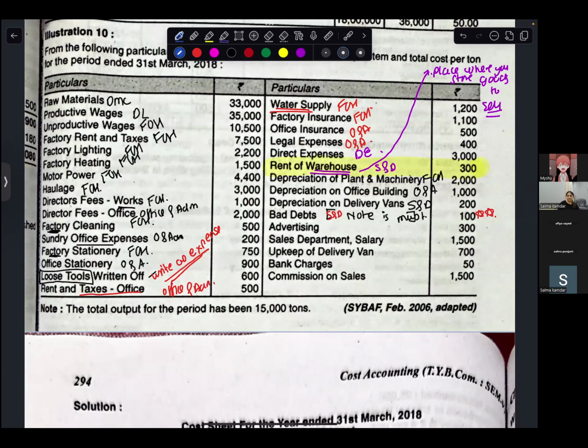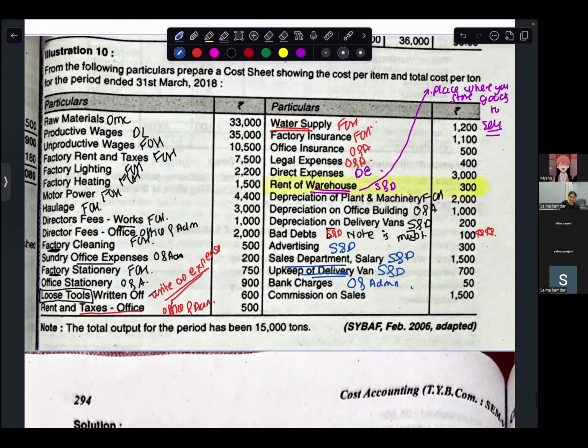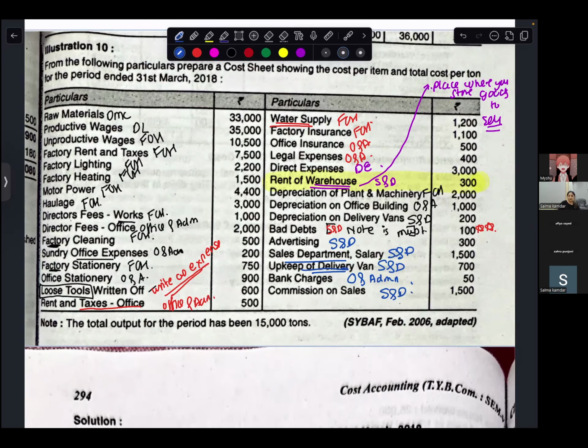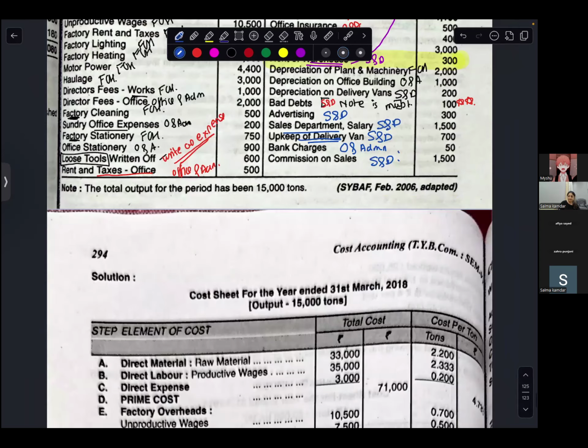Okay. Advertising, selling and distribution. Sales department, selling and distribution. Upkeep of delivery van, selling and distribution. Bank charges. I have given you a list that comes in financial expenses. Other than that list, nothing else. Okay. Commission on sales, selling and distribution. Now you have the format of your cost sheet.